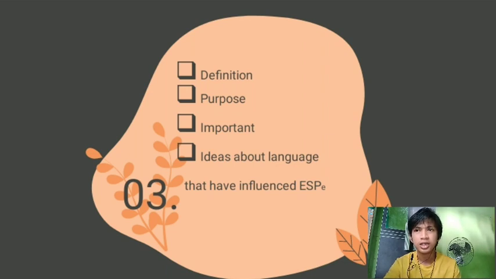The fourth is the description of language. There are 6 ideas about language that have influenced ESP, namely classical or traditional language, structural linguistics, transformational generative or TG, language variation and register analysis, functional or notional grammar, and discourse or rhetorical analysis. It is important to understand these ideas so that we know how these ideas can be useful in ESP learning.